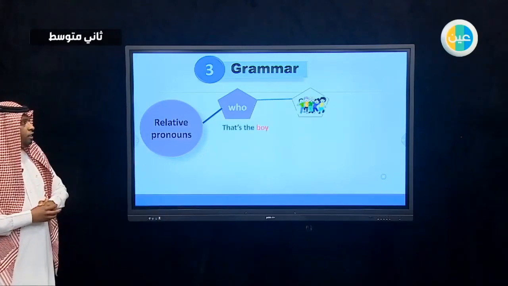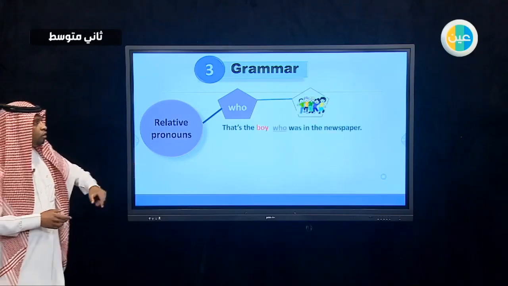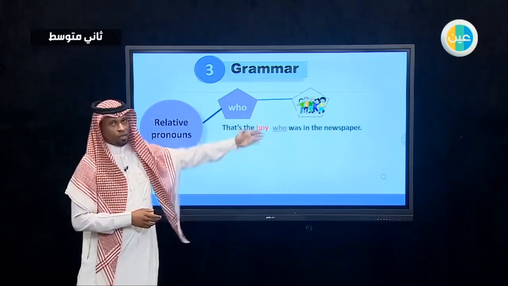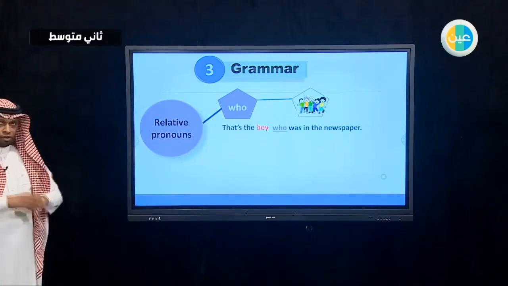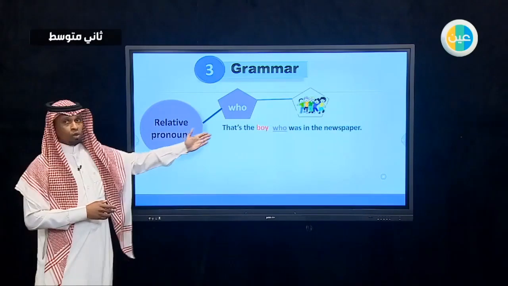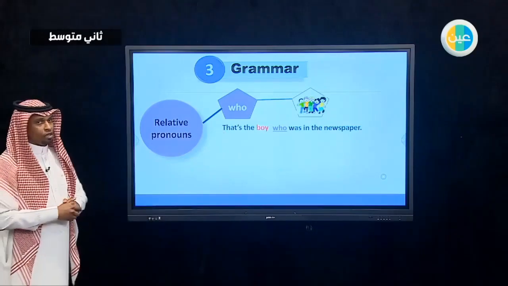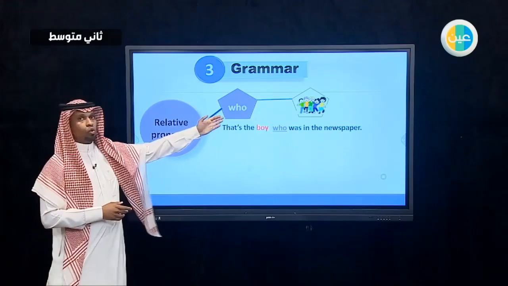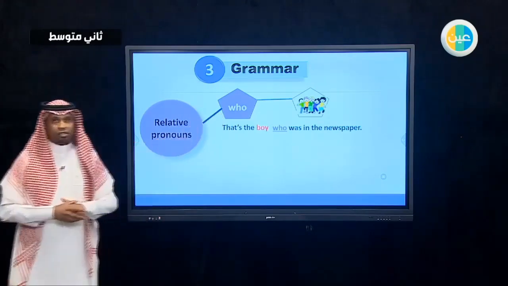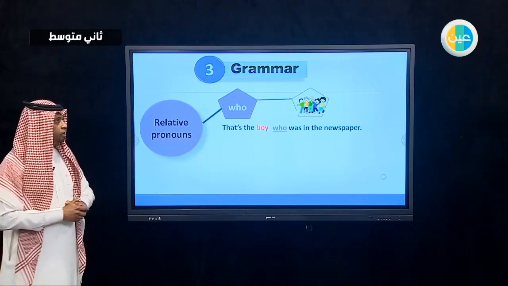And this is an example. That's the boy who was in the newspaper. In Arabic we can say ذلك هو الولد الذي كان في الجريدة أو في الصحيفة. So who here came with the meaning of الذي and is not a question word.